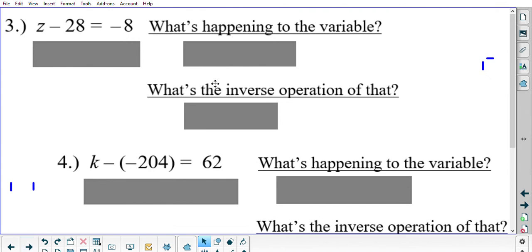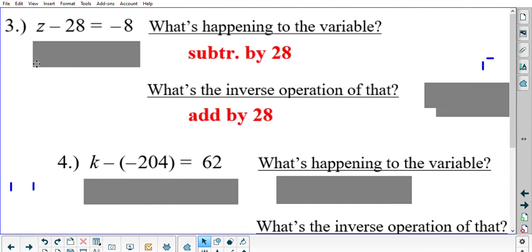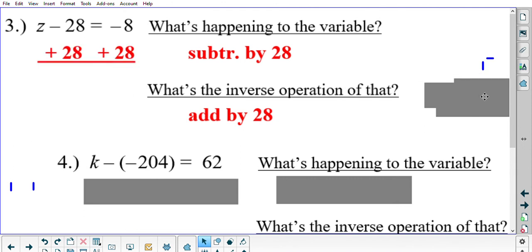Problem number 3. What was happening to the variable? It was being subtracted by 28. The inverse is to add by 28. That's what you should have done on both sides. Do we have subtraction on number 3? We do on the original problem. So that becomes plus negative 28.